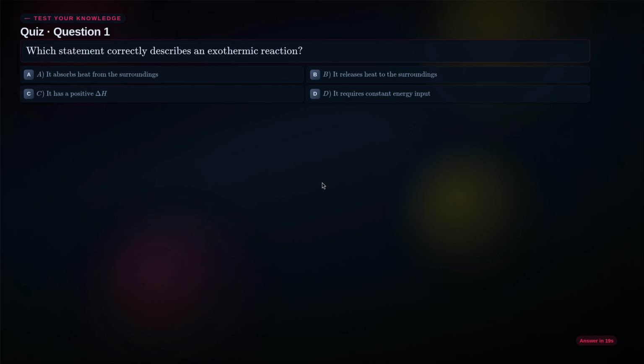The correct answer is B. An exothermic reaction releases energy to its surroundings, typically as heat or light. The enthalpy change, delta H, is negative because the products have lower energy than the reactants.